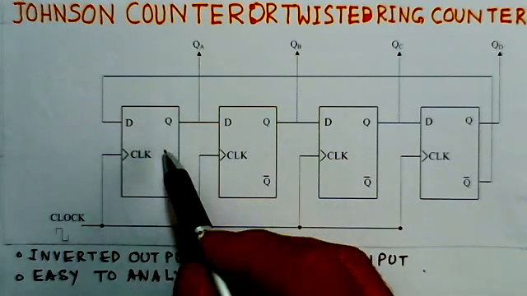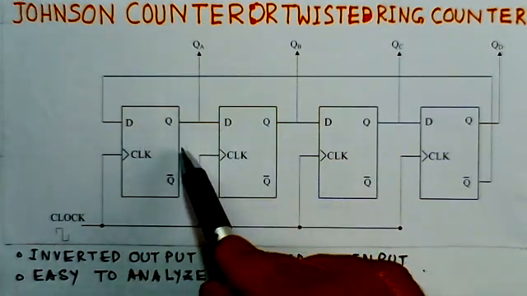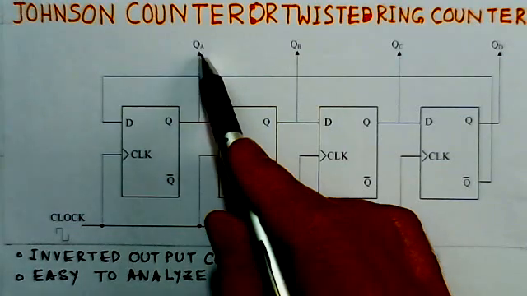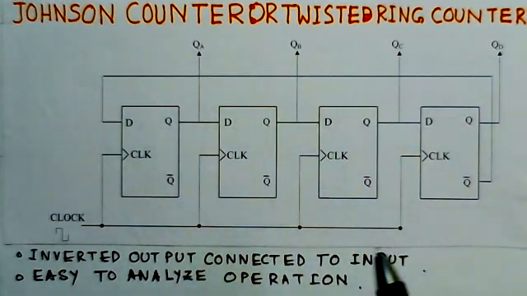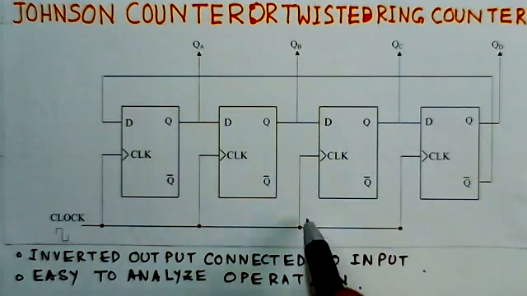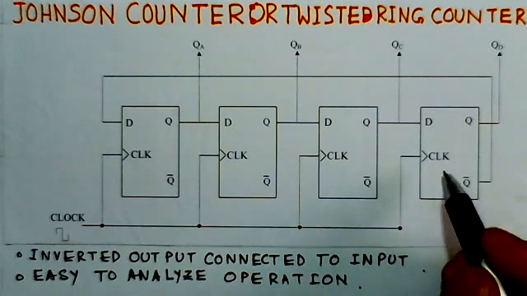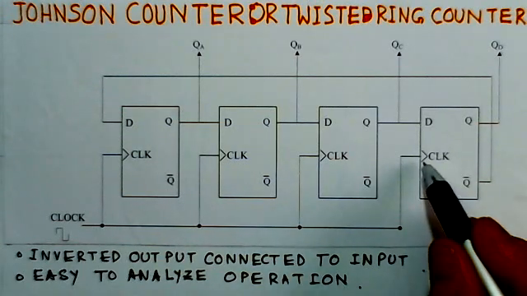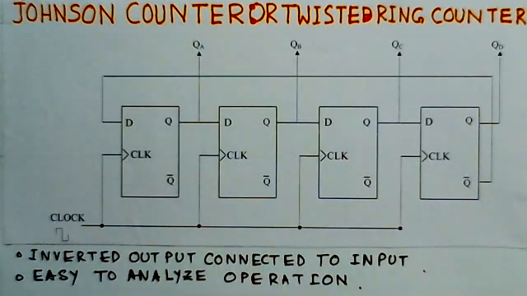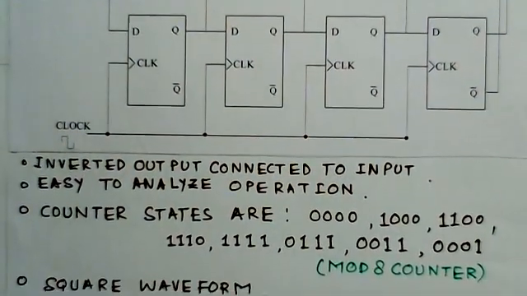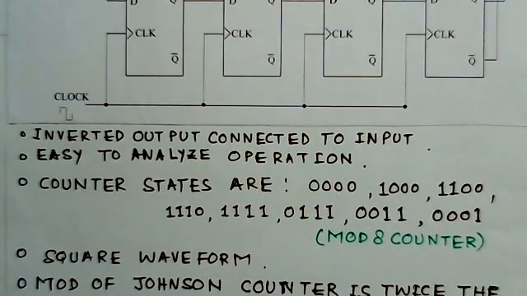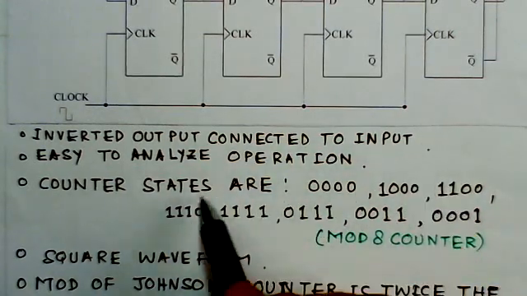And as usual, it's a D type of flip-flop. These are the corresponding outputs, QA, QB, QC and QD, and the clock is synchronous and applied to all the flip-flops simultaneously. It is a positive edge-triggered clock, and this is the clock signal here. So we can see here the inverted output is connected to the input, that we have already seen.